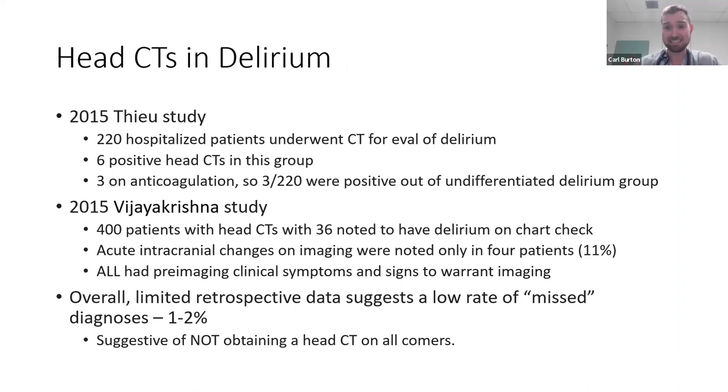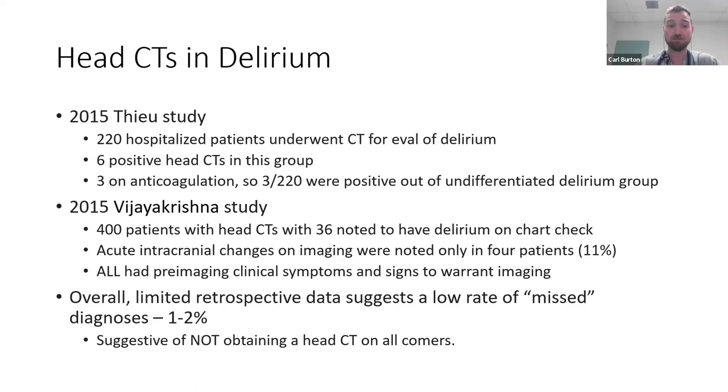Do we get head CTs in everyone that comes in? Well, let's look at the data. In a 2015 study, 220 hospitalized patients underwent CT scans for delirium. Out of those, only 6 were positive head CTs, and within the 6 positives, 3 were on anticoagulation. So 3 out of 220 positives for undifferentiated delirium basically means that without potential risk factors or anticoagulation, it was very rare to find something on head CT.